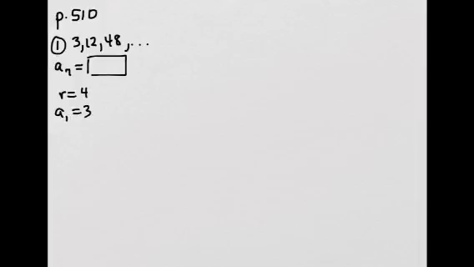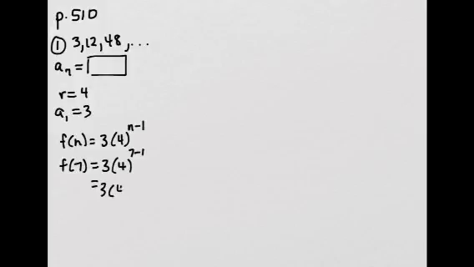So we're going to use the explicit form. f of n equals the first number times the ratio to the n minus 1. And we want f of 7. So it's 3 times 4 to the 7 minus 1, which is 3 times 4 to the 6th. So the answer is 12,288.